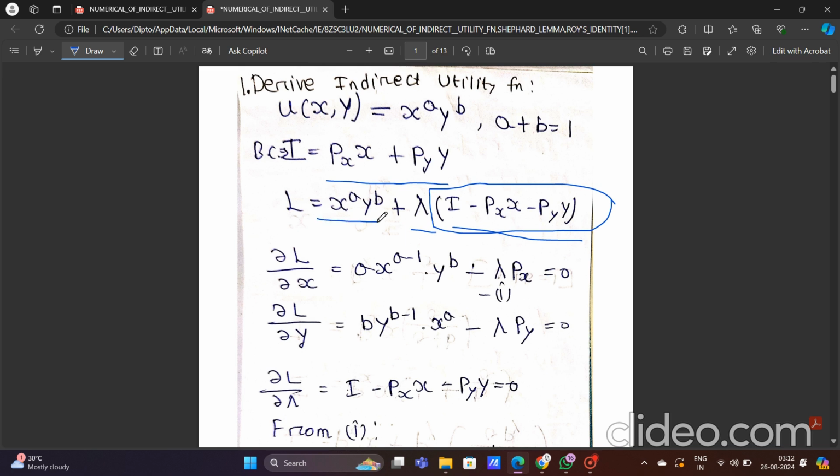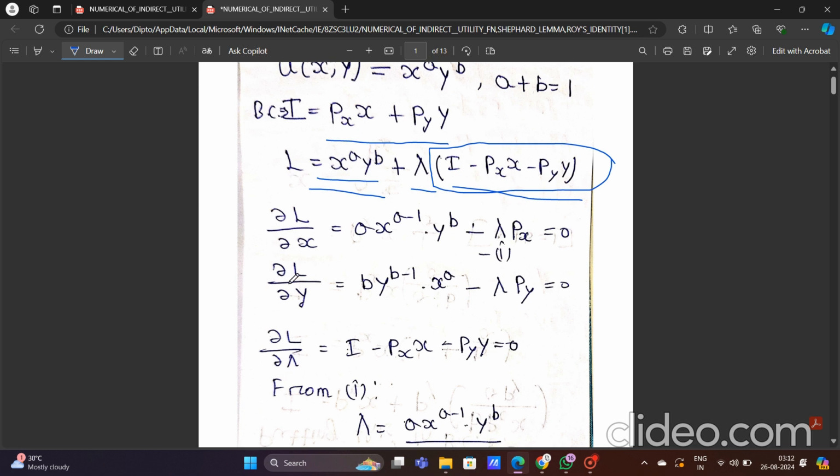Now as our Lagrangian is formed, we are going to take the partial derivative of this Lagrangian equation with respect to the quantities of commodities x and y. So at first we are going to take the partial derivative of the Lagrangian with respect to x. In x to the power a, we will take the derivative, and this y to the power b will be treated as a constant and taken outside.